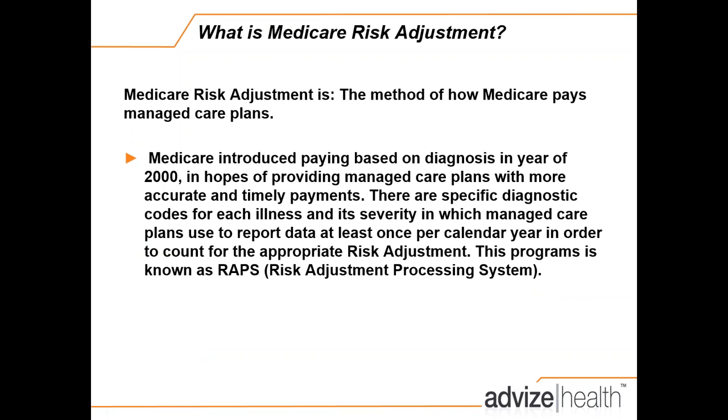What is Medicare risk adjustment? Medicare risk adjustment is the method of how Medicare pays managed care plans. Elaborating on that, Medicare introduced paying based on diagnosis in the year 2000 or so, in hopes of providing managed care plans with more accurate and timely payments. There are specific diagnostic codes for illnesses and their severity, which managed care plans use to report data at least once per calendar year, in order to account for the appropriate risk adjustment. This program is known as RAPS, which is the Risk Adjustment Processing System.